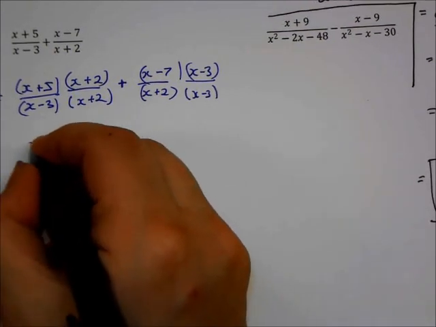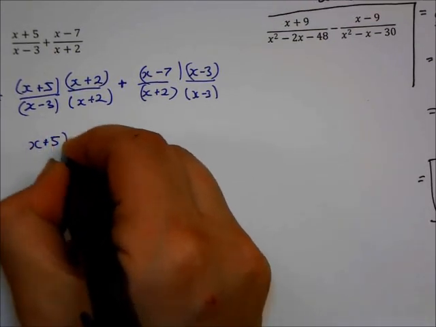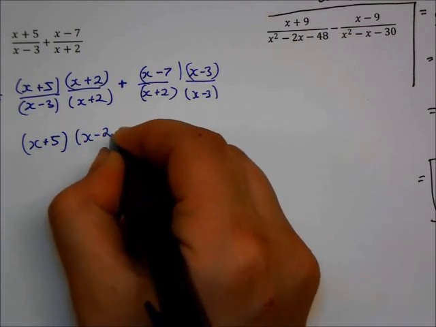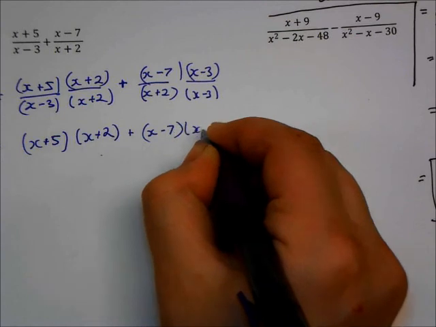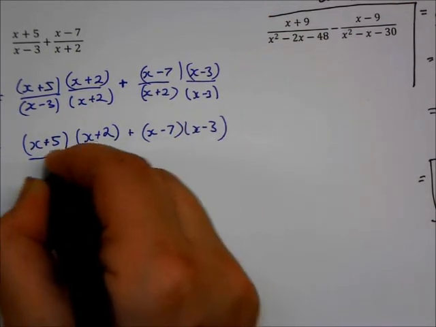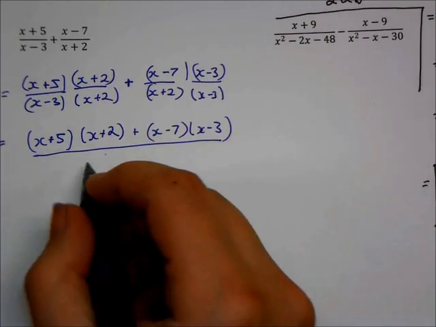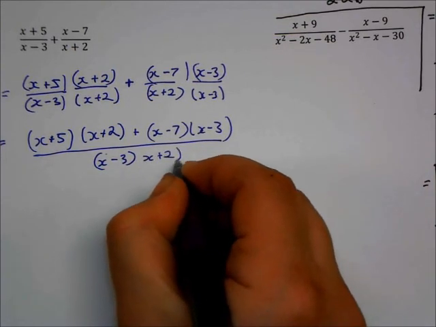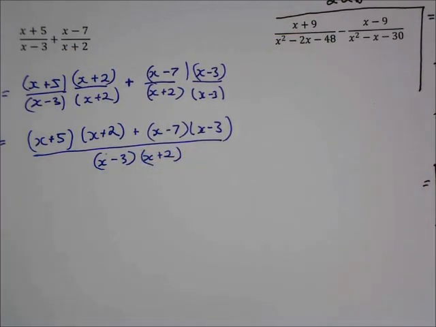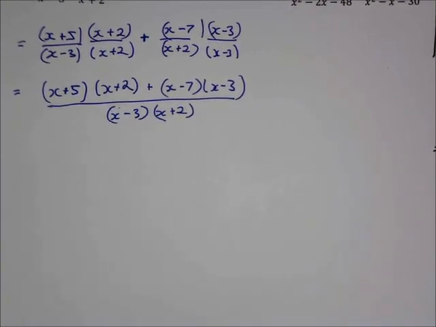I know that I'm going to have (x plus 5)(x minus 2) plus 2, plus (x minus 7)(x minus 3), all over a common denominator, x minus 3 and x plus 2. Alright, so that looks gigantic, but okay, so far so good.